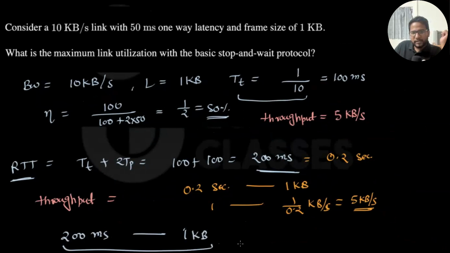This is the same as saying that you multiply by 5 on both sides. Can you not say that in 1000 milliseconds, which is 1 second, you are sending 5 KB? Just multiply by 5 on both sides. If you multiply 5 here, it will be 1 second. If you multiply 5 here, it will be 5 KB. So in 1 second you are sending 5 KB, which is the throughput, kbps. Right?